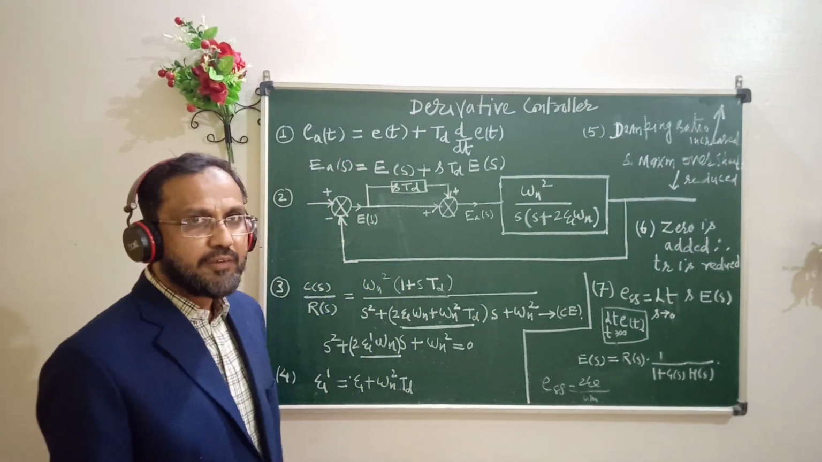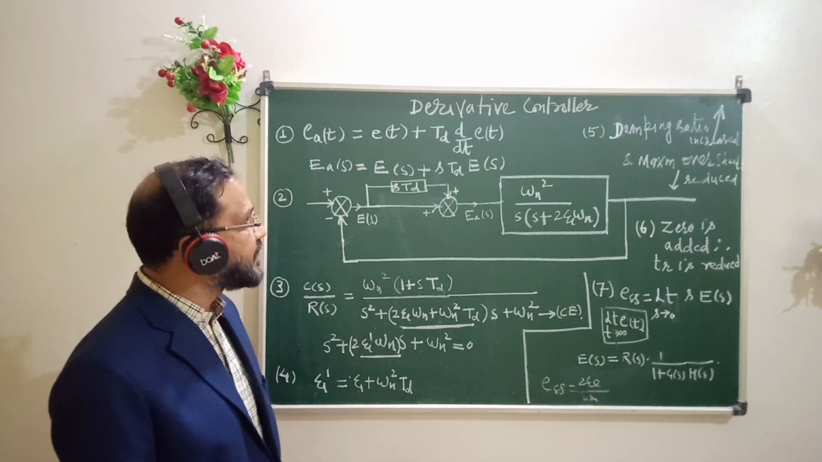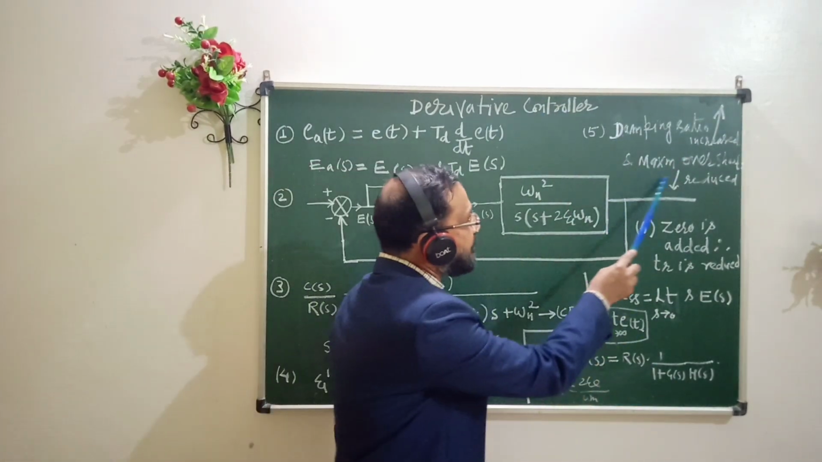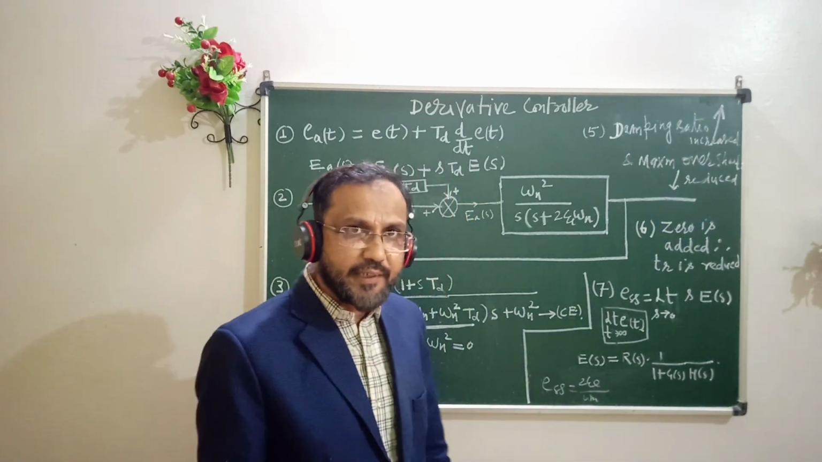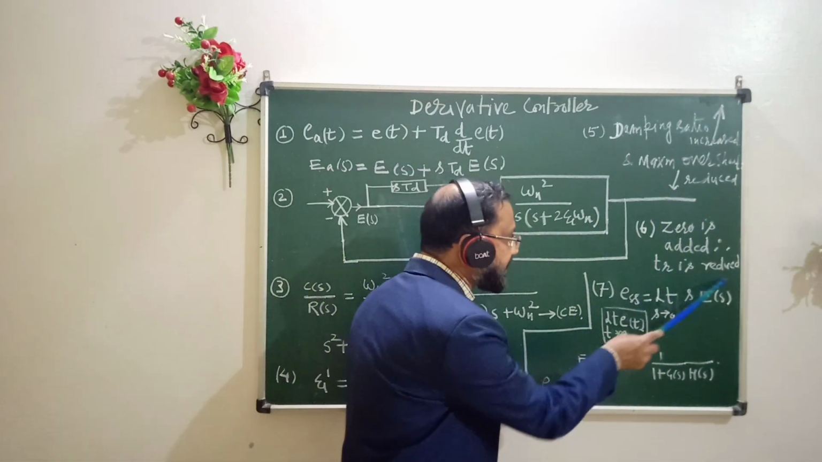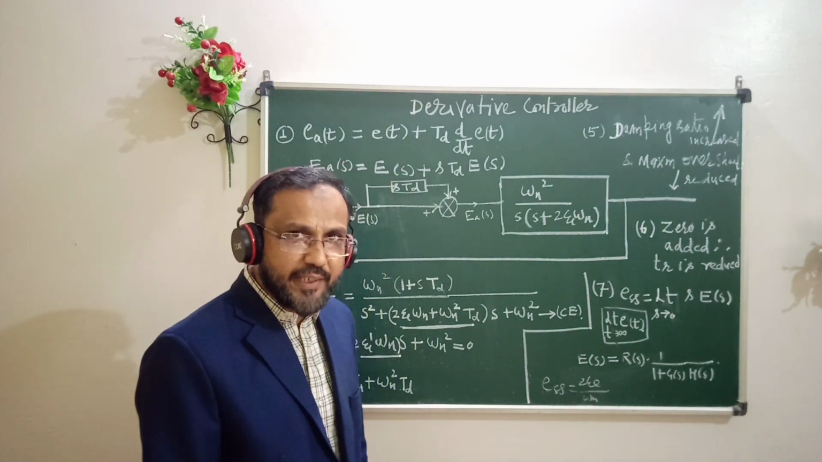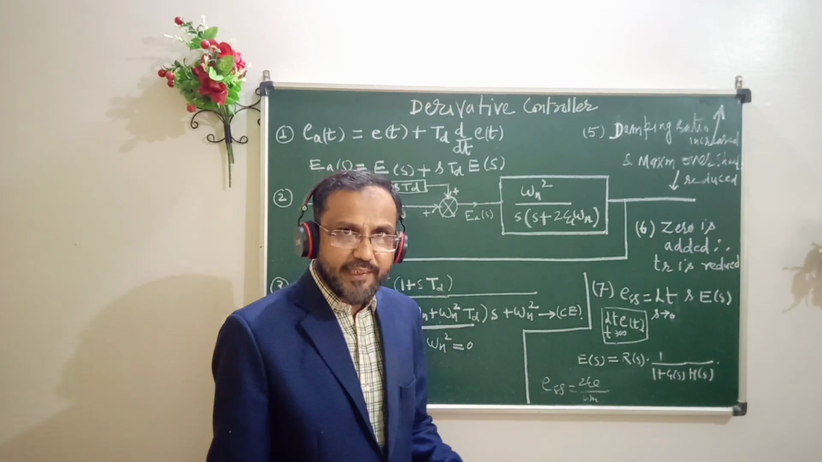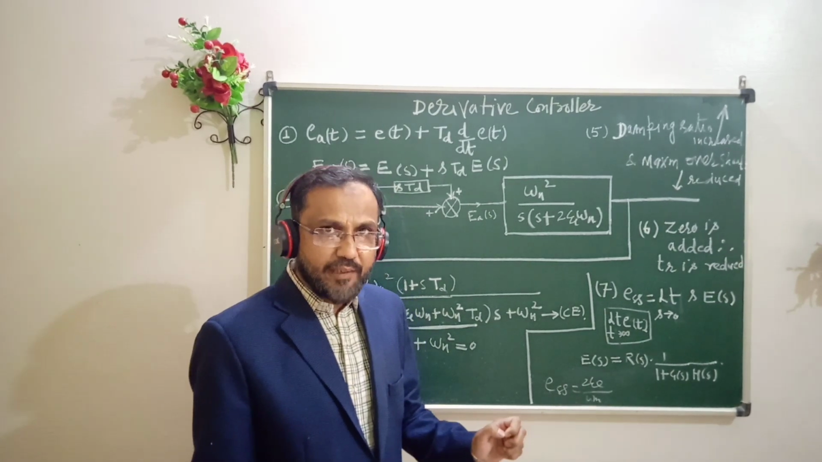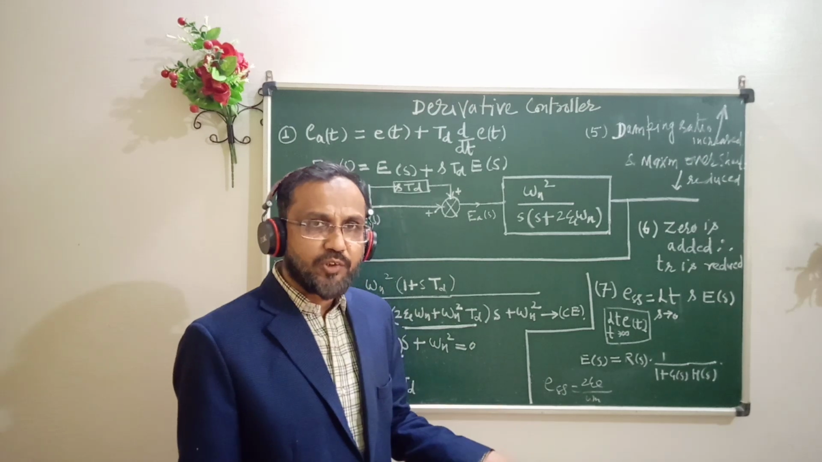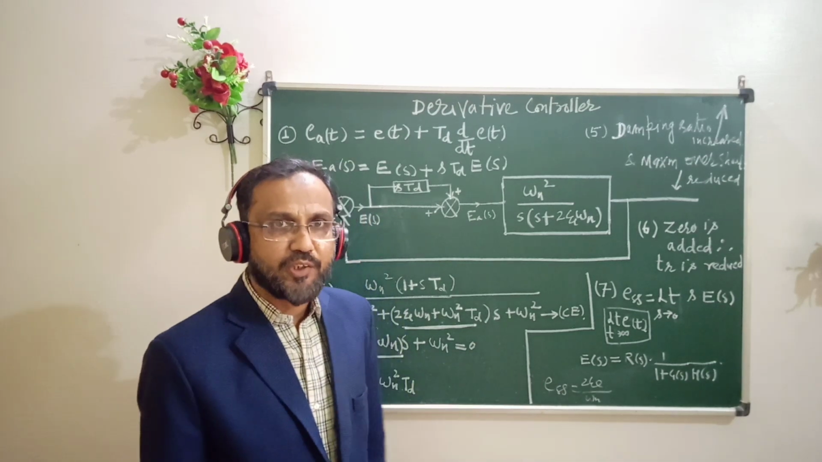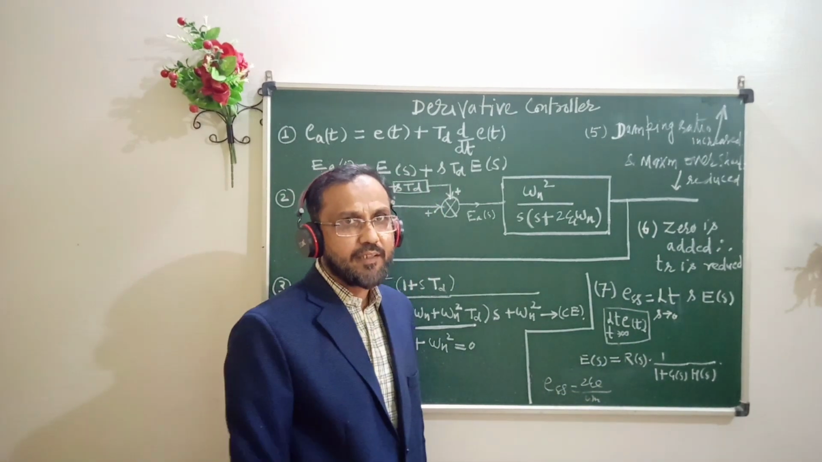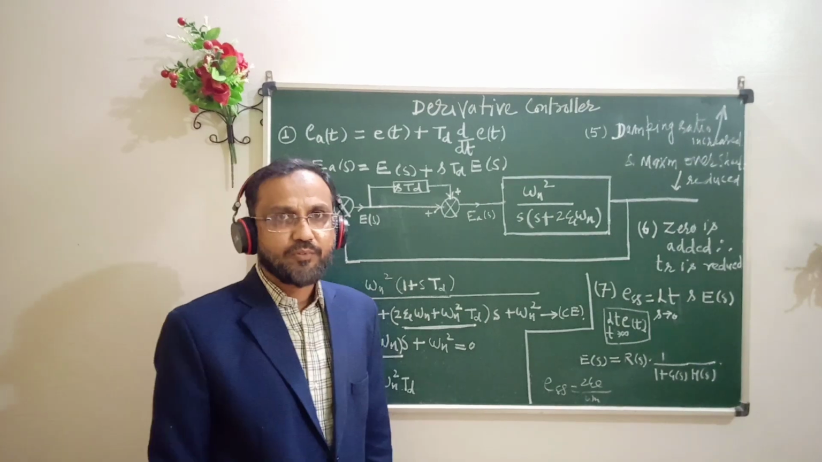So in short, what are the advantages of this derivative control? So damping ratio is increased, maximum overshoot is reduced. Since 0 is added, therefore rise time is also reduced, whereas there is no change in the value of steady state error. In both the cases, when we are applying derivative control or when we are not applying derivative control, value of the steady state error is same. Ramp function is considered as an input. Thank you.